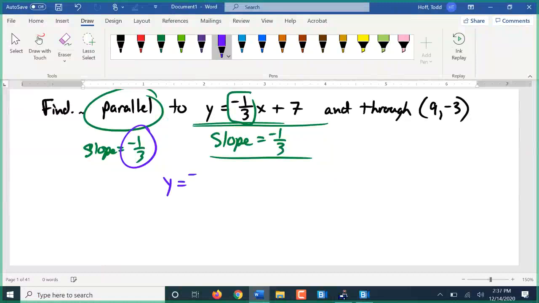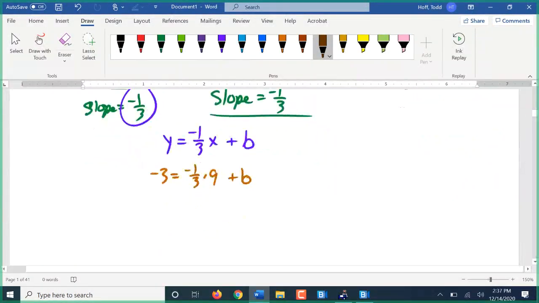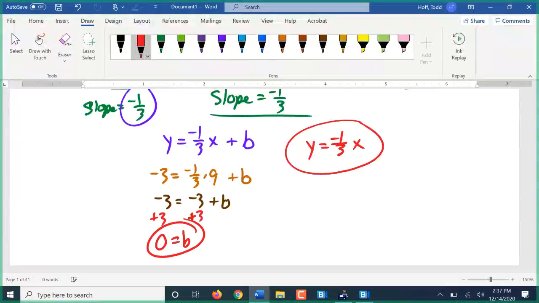So that's what we need for this equation. We start out as y equals negative 1/3 times x plus whatever b is. We use our point here to find b. Negative 3 goes in for y. Negative 1/3 times 9 goes in for x, and we're solving for b. Negative 1/3 times 9 is negative 3. And we solve by adding 3 to get 0 equals b. So b equals 0, which means our equation is just y equals negative 1/3 x. Plus 0 doesn't have to go in, so just y equals negative 1/3 x.